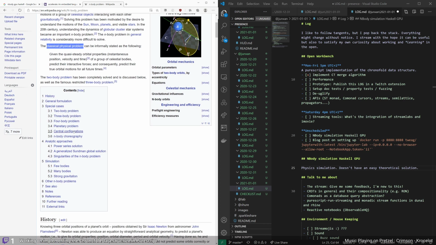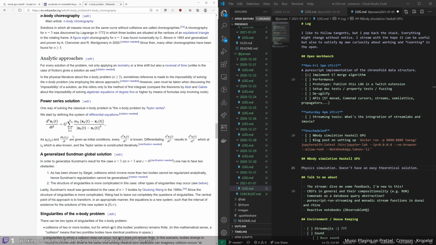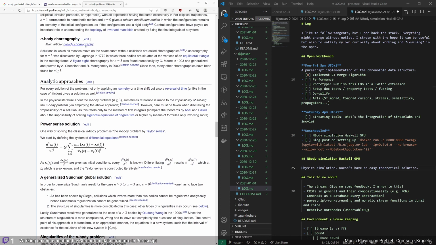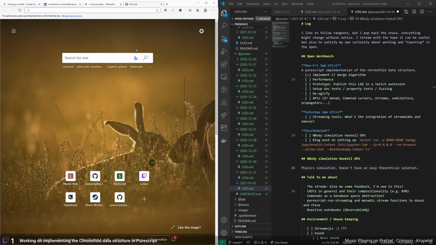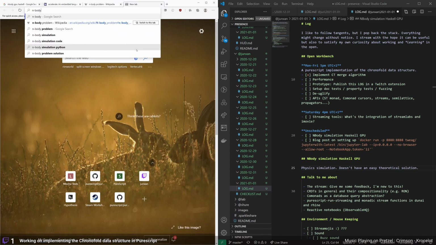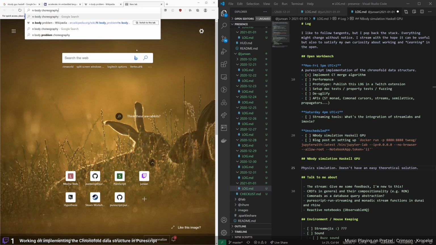So let's see, NBody choreography. I like this. That's nice. A solution in which all masses move on the same curve without collision are choreographies. Oh yes, I think I remember seeing there are beautiful animations of that, if I remember correctly. NBody choreography, and I'll be right back.